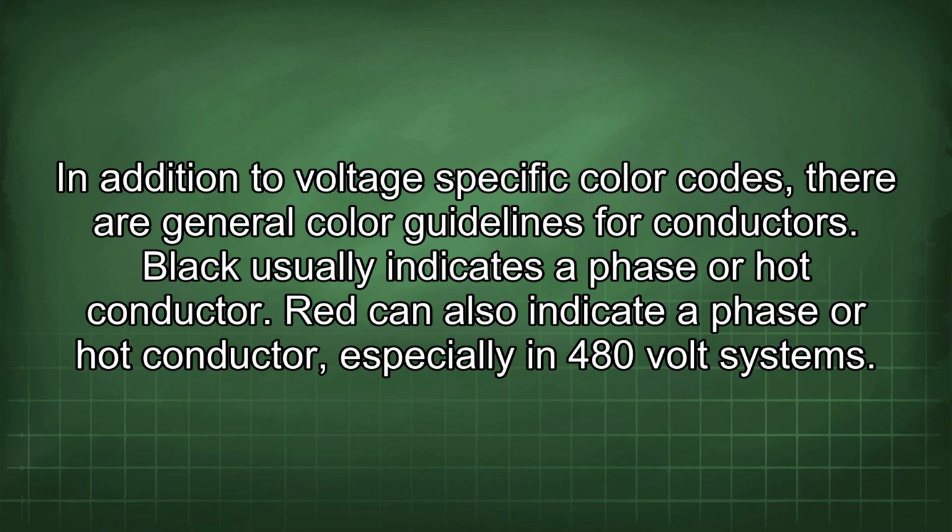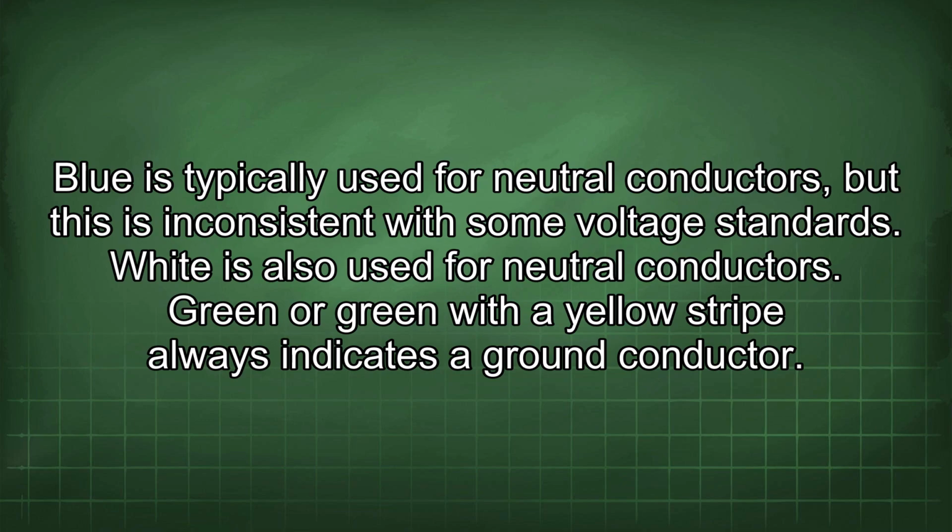In addition to voltage-specific color codes, there are general color guidelines for conductors. Black usually indicates a phase or hot conductor. Red can also indicate a phase or hot conductor, especially in 480-volt systems. Blue is typically used for neutral conductors, but this is inconsistent with some voltage standards. White is also used for neutral conductors. Green or green with a yellow stripe always indicates a ground conductor.